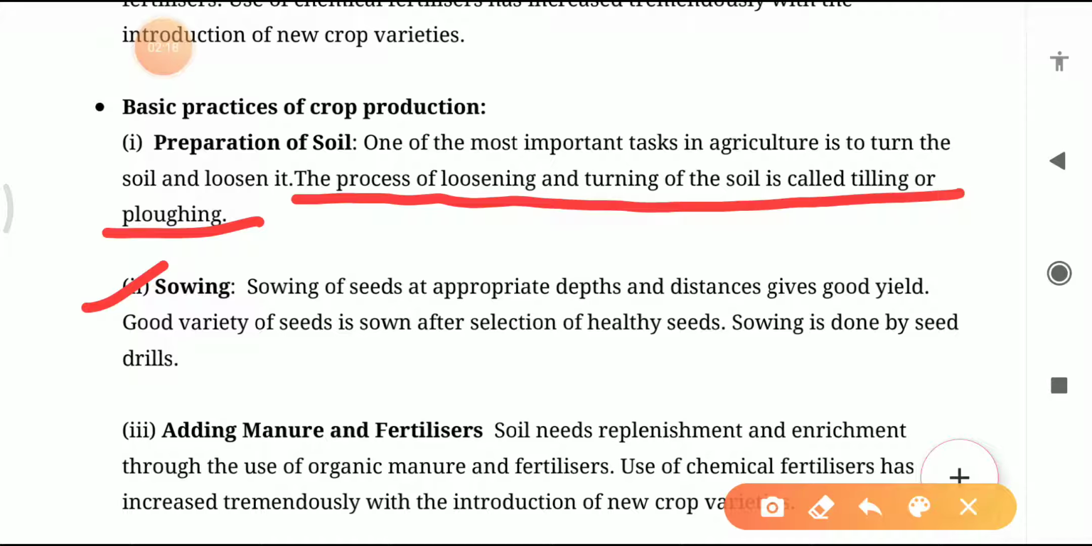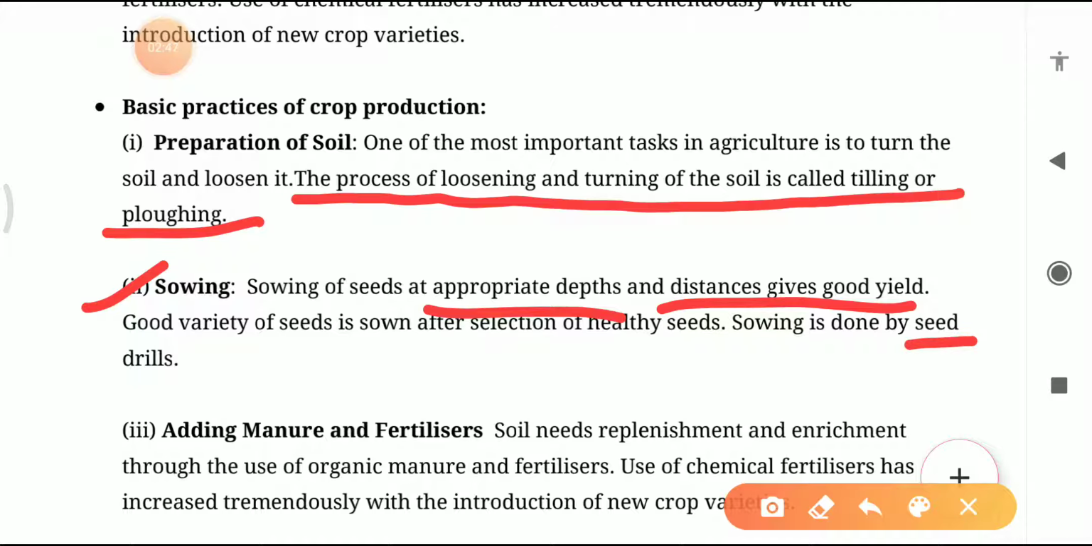Second is sowing. Sowing means to sow the seeds. So in the second step, farmers sow the seeds at appropriate depth and distance for good production of the crops. And in the second step, they choose a good variety of seed or healthy seed, and they sow the seeds with the help of the seed drill.